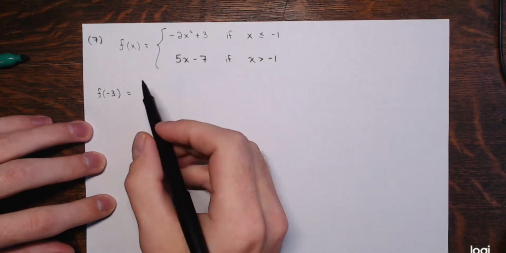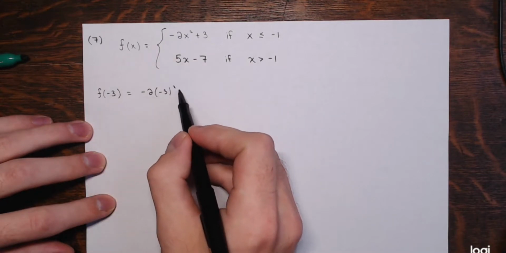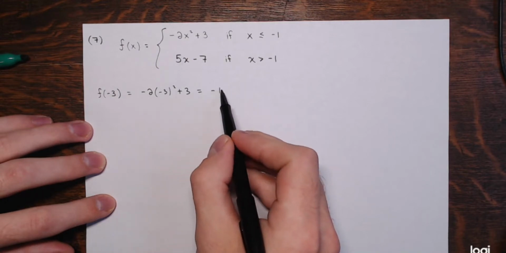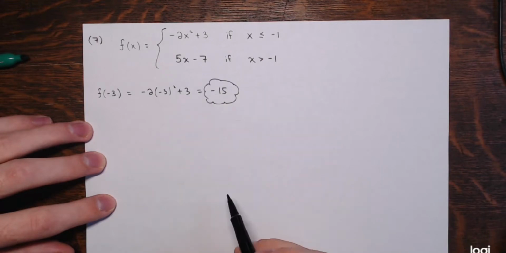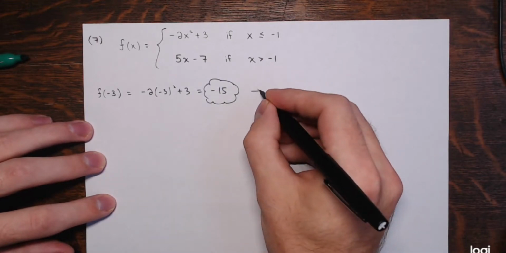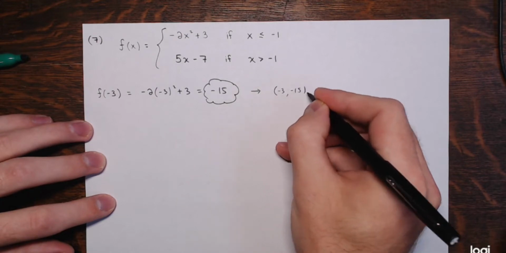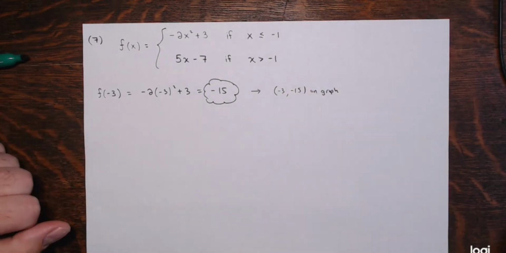It'd be negative 2 times the input squared plus 3, so negative 2 times negative 3 squared plus 3. Negative 3 squared is 9, times negative 2 is negative 18, plus 3 would be negative 15. All right, so there's f of negative 3. And again, what that tells me about the graph is that the point negative 3 comma negative 15 would be on the graph. And we'll see that when I go to Desmos in a second.